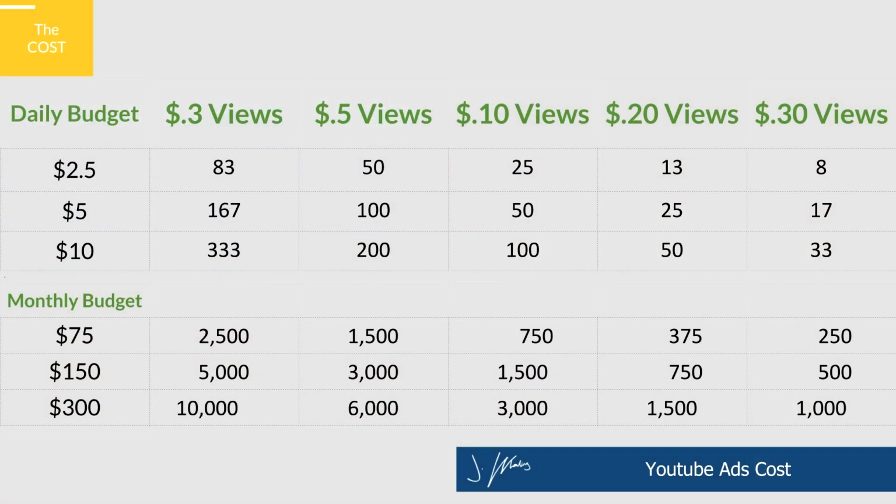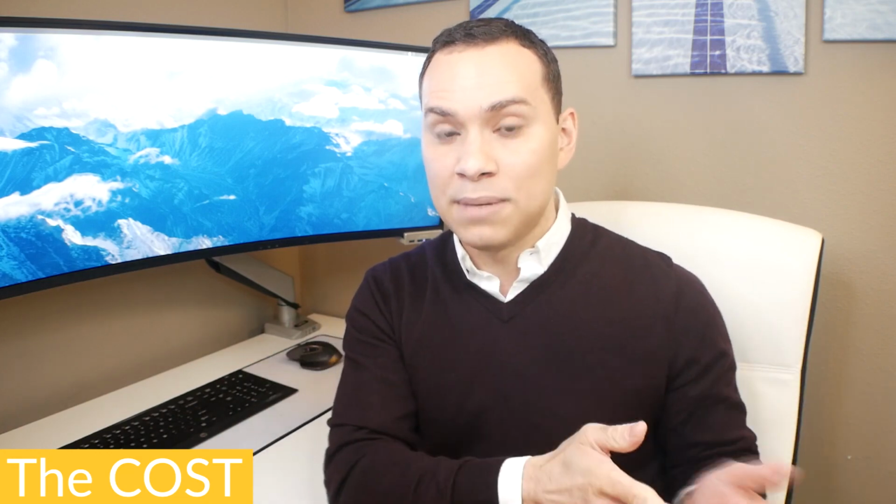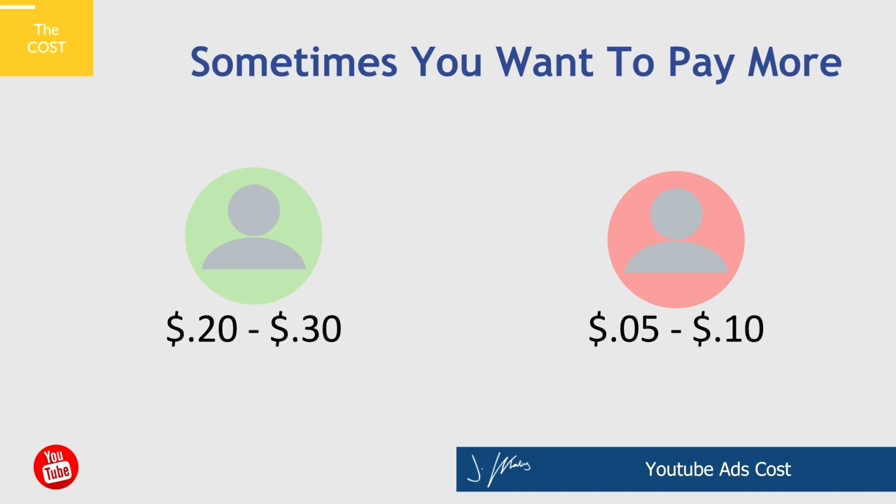Now, here's a little diagram of what you could expect to pay based upon a daily budget and a monthly budget. And obviously, as you can tell, the less you're paying per view, the more views you're ultimately going to get. But something that's very important to remember as we go through this YouTube ads cost video is that just because you can get 1 cent views doesn't necessarily mean you want the 1 cent views, right? We also want to make sure that we're targeting the right people. So there might actually be times where it makes more sense to pay 20 or 30 cents because you're getting the right person versus 5 to 10 cents because you're just getting a bunch of random people who aren't ever going to subscribe or actually purchase your product or service.